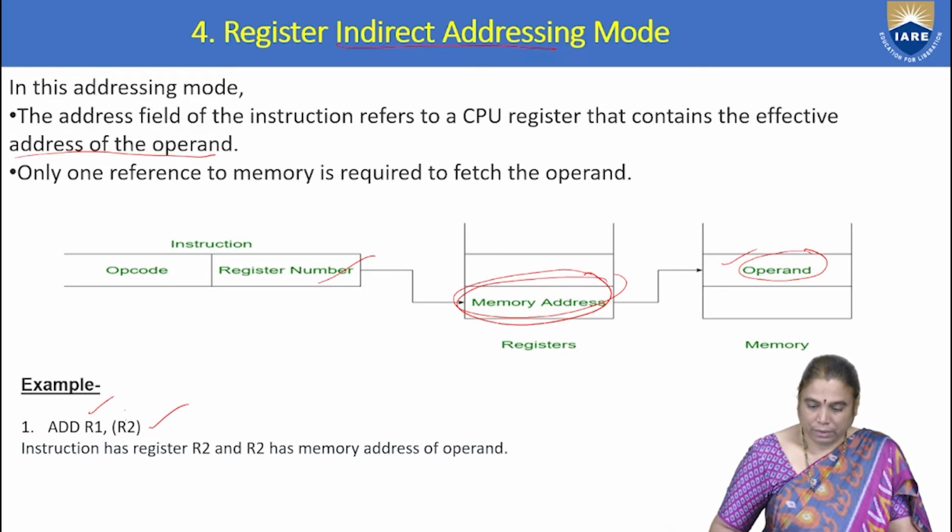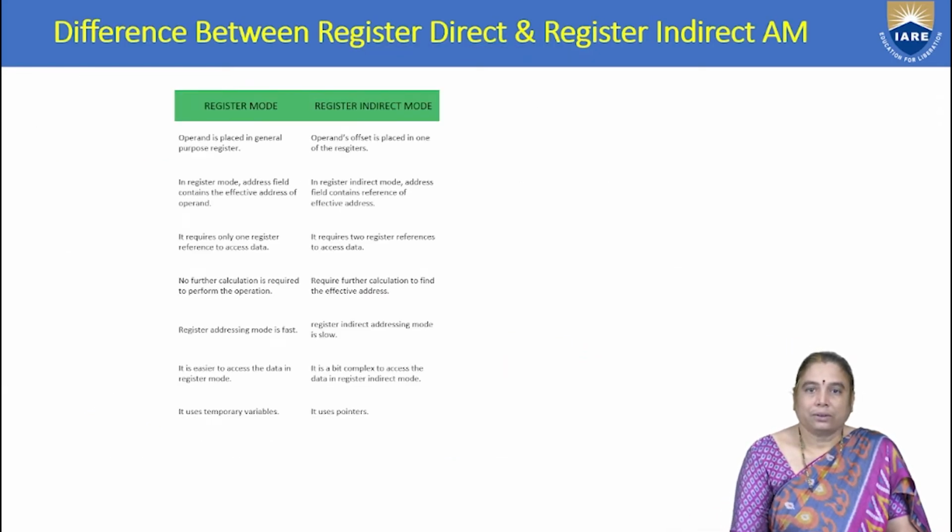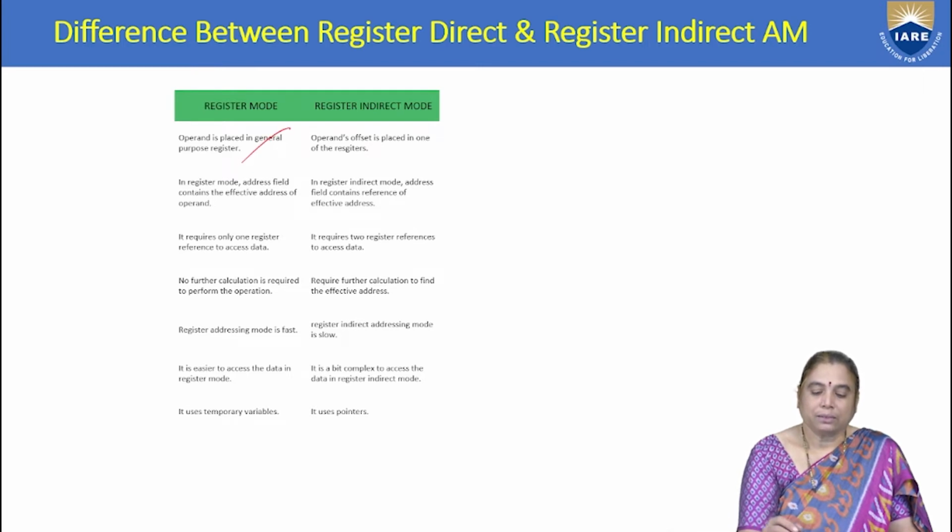So what is the difference between direct addressing mode and indirect addressing mode? In the direct addressing mode, the operand is placed in the general purpose register itself. But in the indirect addressing mode, it is placed in the memory.